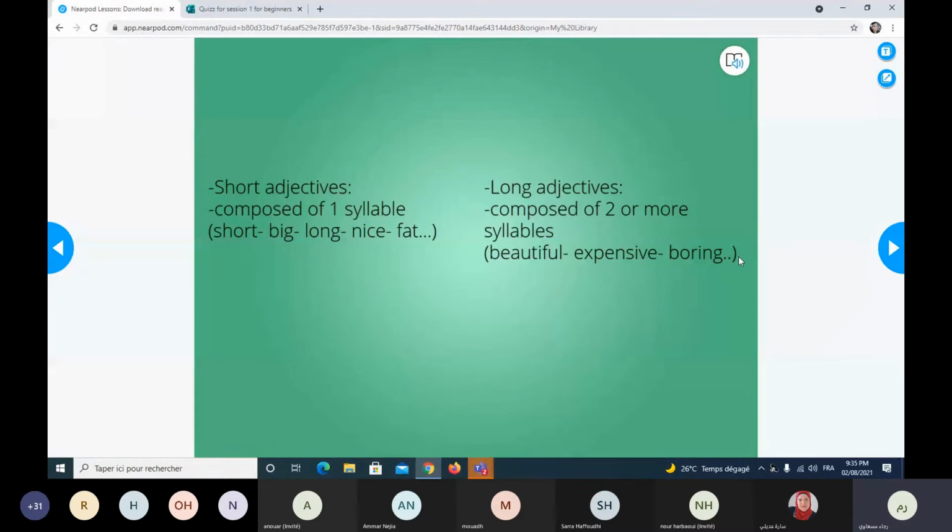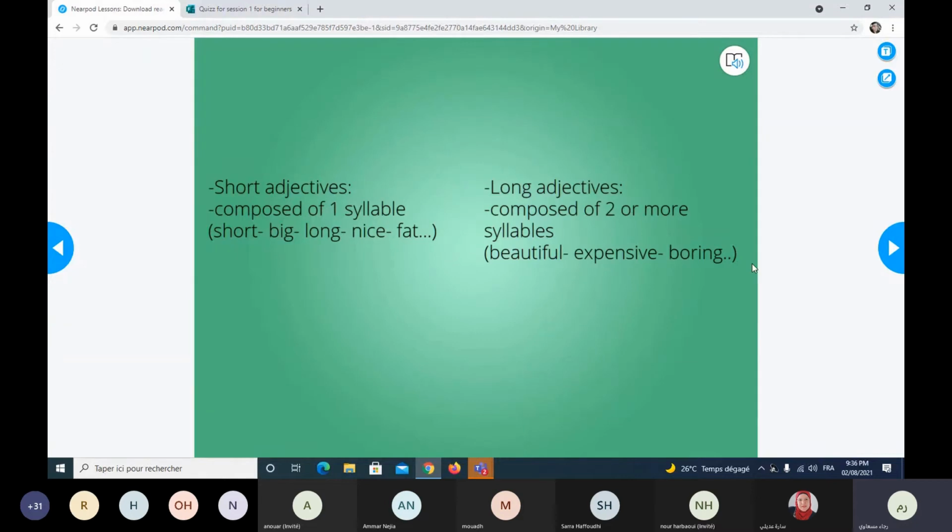Okay. I move now to the long adjective. It is composed of two or more syllables. When I speak, it is composed of two or three or four parts. For example, beautiful. You see, it's not one part, it is three parts. Beautiful. Expensive. Boring. You see, here I have two or three parts. We call this a long adjective.